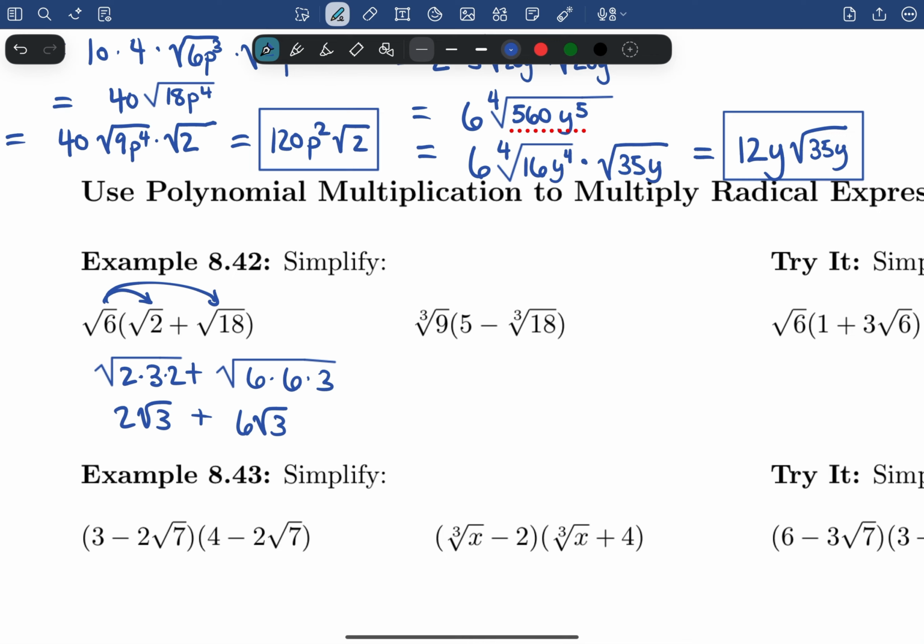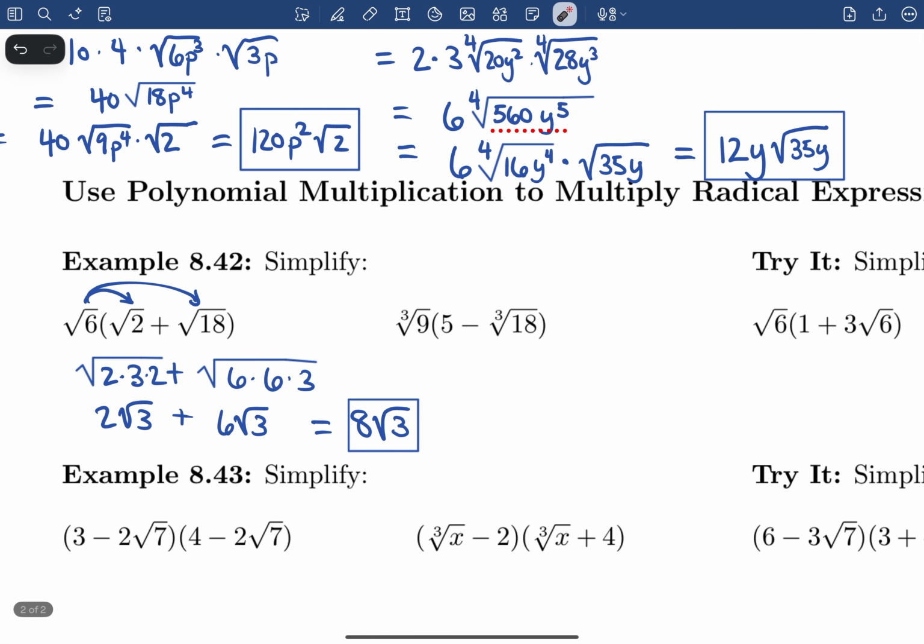And then I see that I have the same radicals, right? The same index values with the same radicand. So these are like radicals. So I could say that 2 root 3 plus 6 root 3 is 8 root 3. And I have simplified fully. Sometimes it helps to take numbers and break them into the prime factors to see how you can break things down all the way.